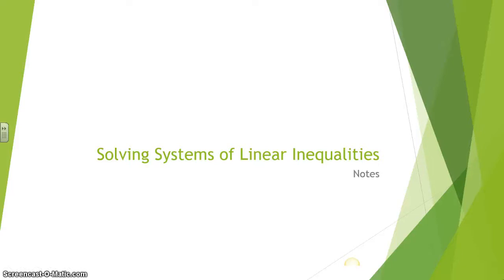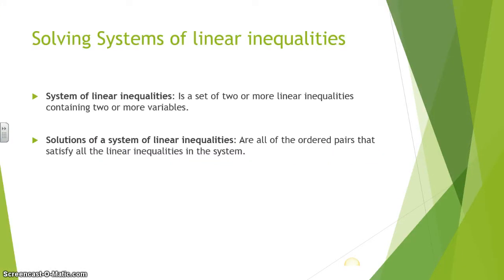Solving systems of linear inequalities. A system of linear inequalities is a set of two or more linear inequalities that contain two or more variables. Solutions of a system of linear inequalities are all of the ordered pairs that satisfy the linear inequalities in the system. So we're going to look at some examples here.